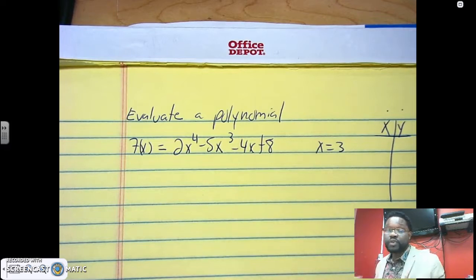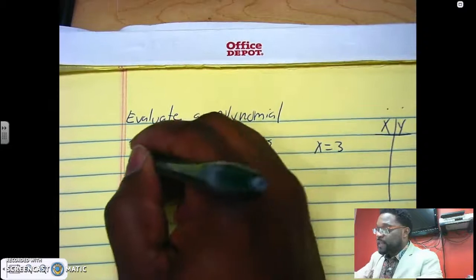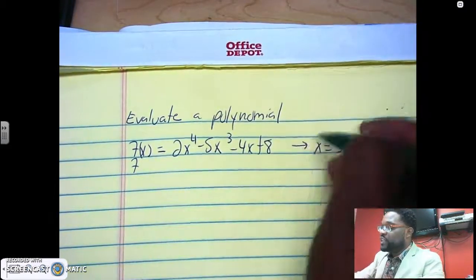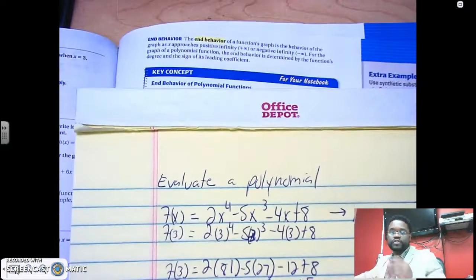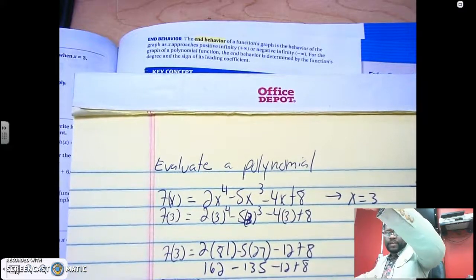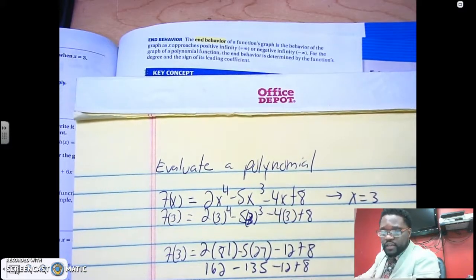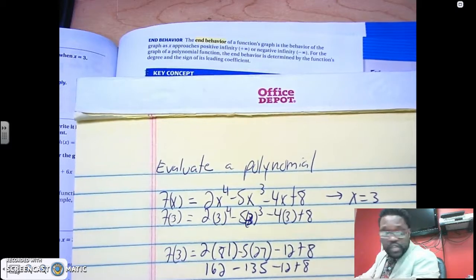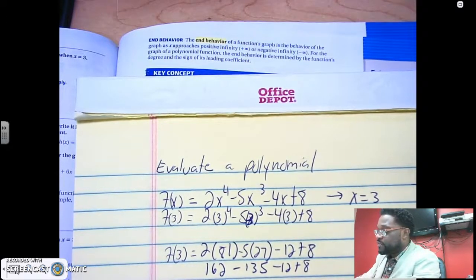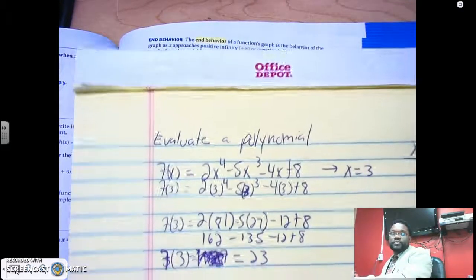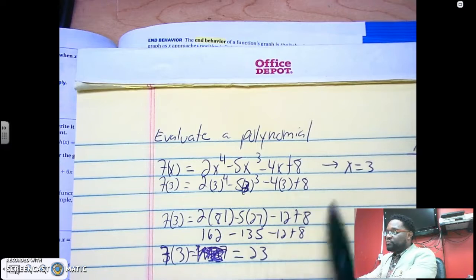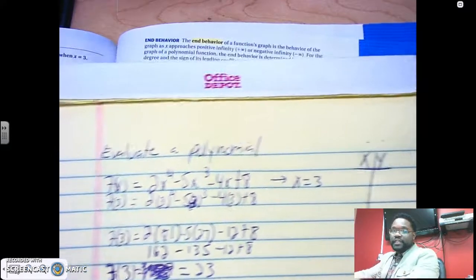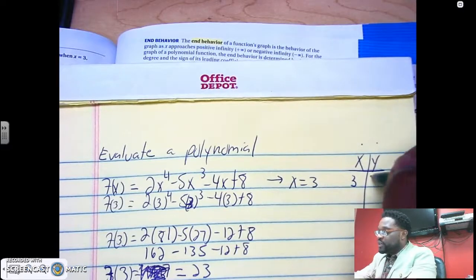And so I'm going to show you two different ways to evaluate a polynomial. The first way is to take the value that they give you and substitute it in for X everywhere that there's an X. All right, so what I did is went ahead and simplified this for you, and f of 3, I made a mistake there, should equal 23. Whenever you substitute 3 in for X, you should get 23. And so if I slid over here, my table would look like this: 3, then 23.